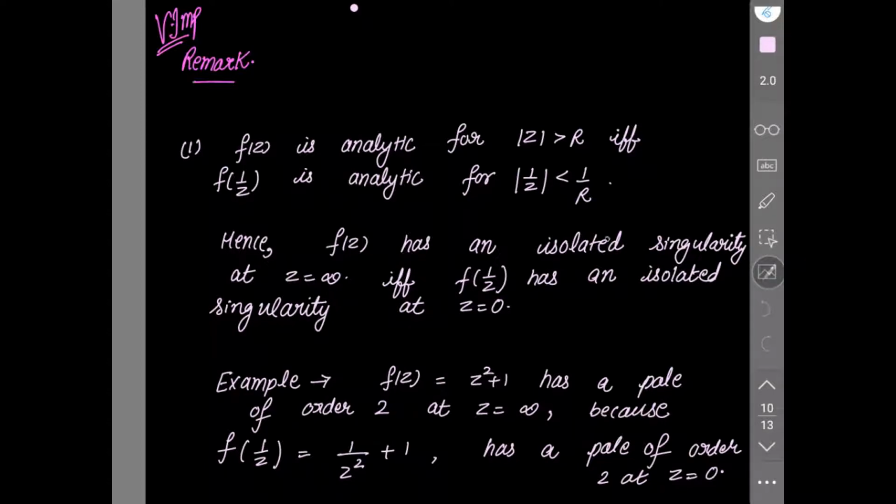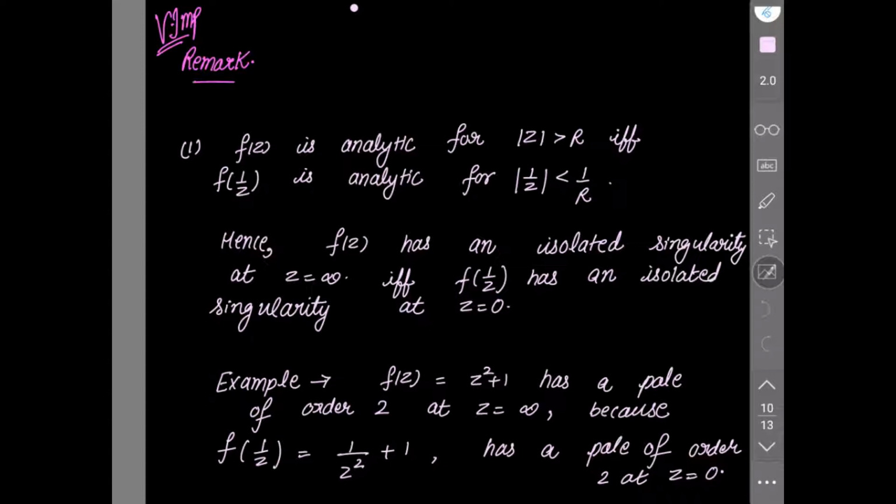Hence, f(z) has an isolated singularity at z equal to infinity if and only if, again we replace, f(1/z) has an isolated singularity at, what is 1/infinity? This is 0. So if at infinity the function has an isolated singularity, then f(1/z) has an isolated singularity at z equal to 0. Just reciprocate.